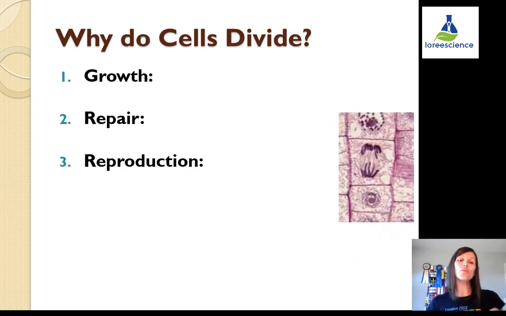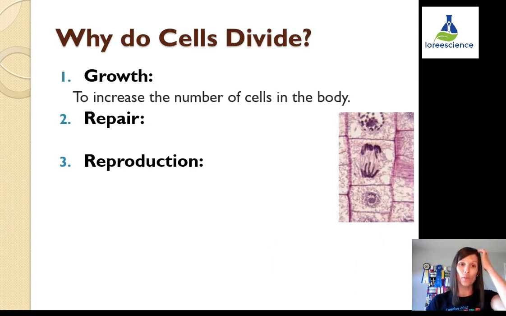So 3 major reasons why cells divide. First and foremost is for growth. As you're growing from a baby to a toddler to a teenager and eventually to an adult, the number of cells in your body actually increases. So you have to have division of cells in order to have more cells. Those cells don't just stretch out as you grow, you actually make more cells. So you have more muscle cells, more fat cells, more skin cells in order to allow you as an organism to be larger.